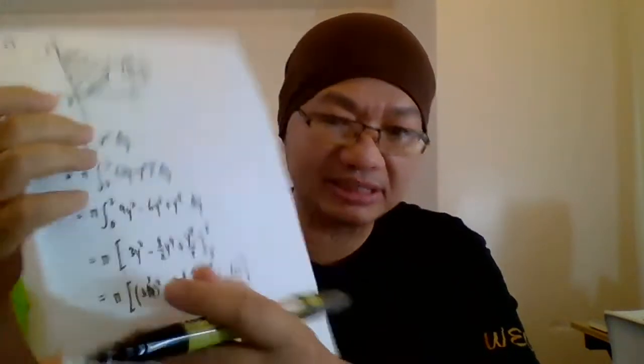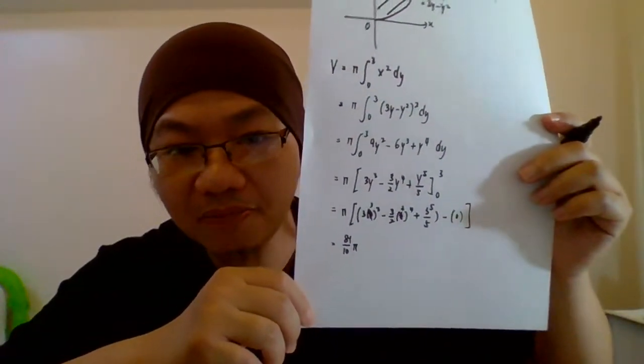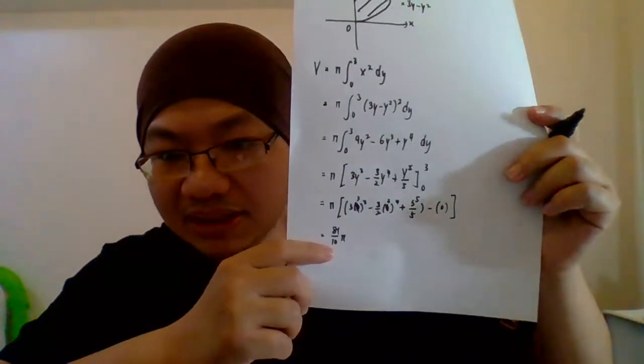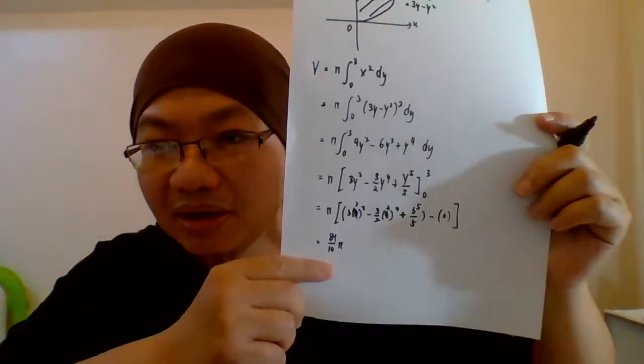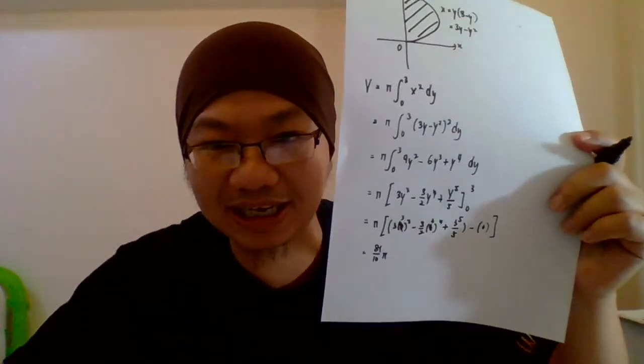Okay, so now what is the final answer? So the final answer, Alex already get the answer, 81 over 10 pi. Please double check everyone. 81 over 10 pi. Okay, I assume this is the correct answer. Please do the calculation and tell me if the answer is wrong. Please update. Alright, so do you have a question, guys? Sepatutnya tak ada masalah, right?